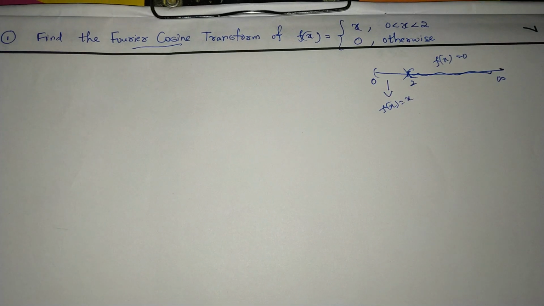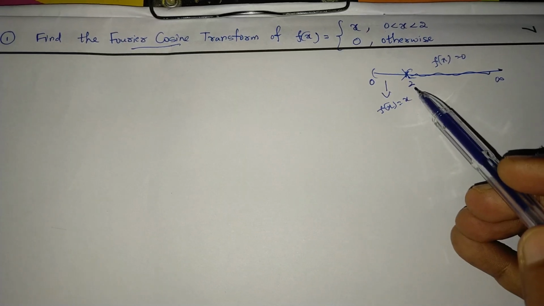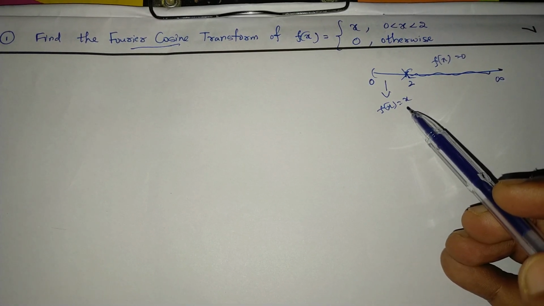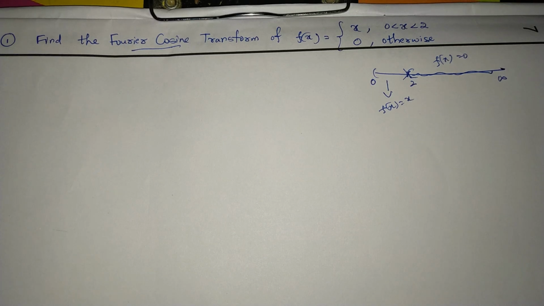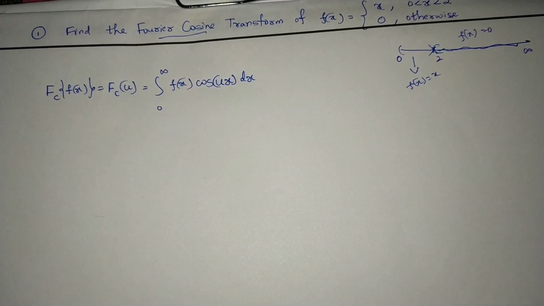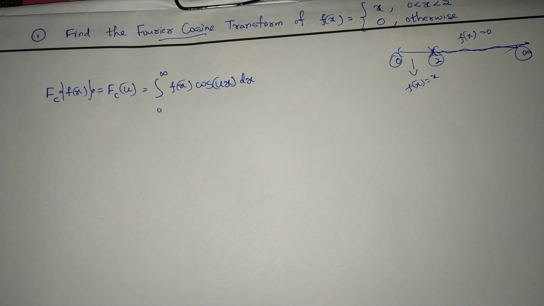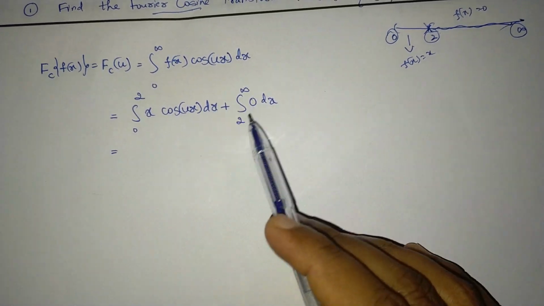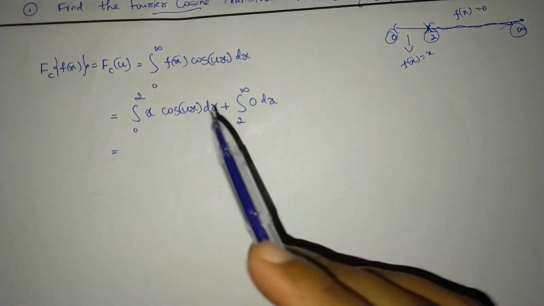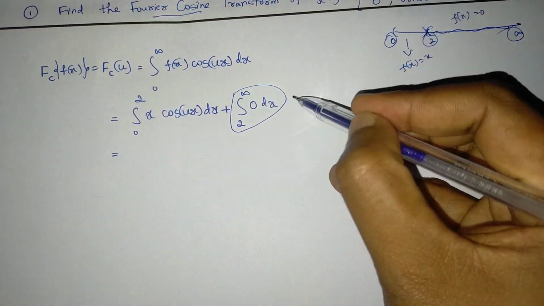So we need to split the integral from 0 to infinity as 0 to 2, where f of x equals x, plus 2 to infinity, where f of x equals 0. First let us write the formula of the Fourier cosine transform of f of x. Now let us split the integral from 0 to infinity as 0 to 2 plus 2 to infinity. From 0 to 2 the f of x is x, from 2 to infinity the f of x is 0, and 0 into cos ux is 0. So now we have only this portion, the rest is 0.